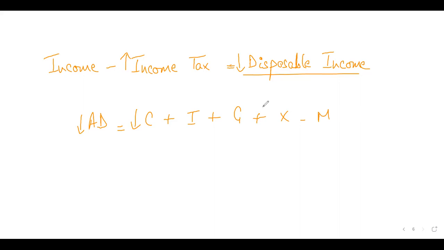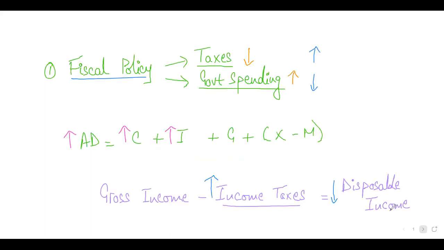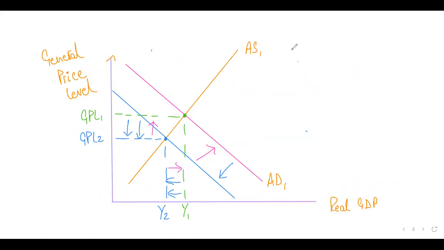How so? Let me tell you. When people are spending more because taxes are lower, are you getting me? Then what happens? Your consumption increases. If my taxes are lower, I will consume more, and because I'm getting more money in my pocket, why not spend? So when that happens, your aggregate demand increases.